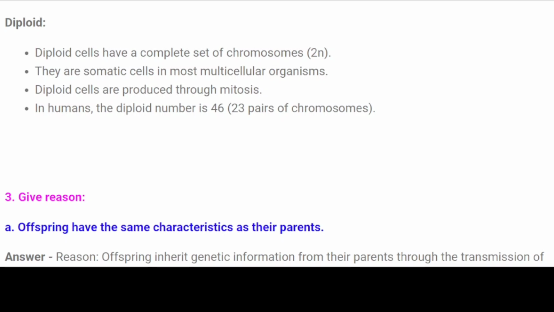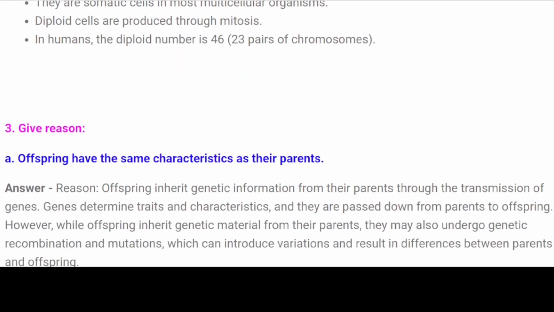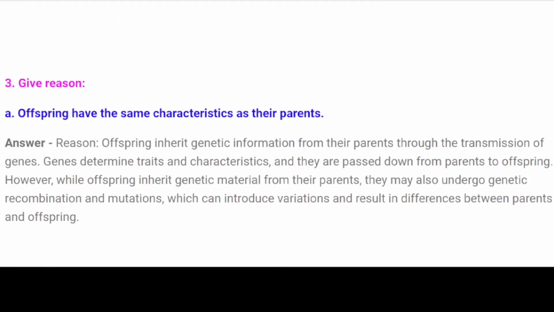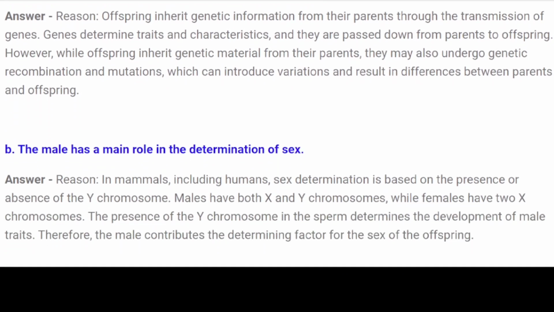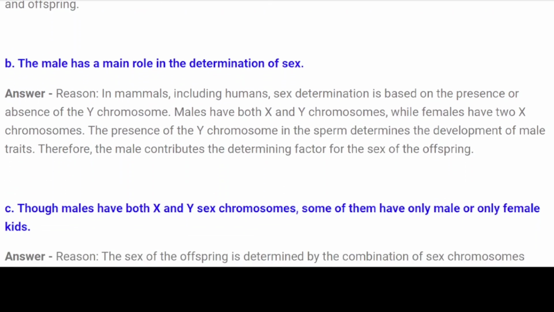3. Give reason. A. Offspring have the same characteristics as their parents. Answer. Reason. Offspring inherit genetic information from their parents through the transmission of genes. Genes determine traits and characteristics, and they are passed down from parents to offspring. However, while offspring inherit genetic material from their parents, they may also undergo genetic recombination and mutations, which can introduce variations and result in differences between parents and offspring.